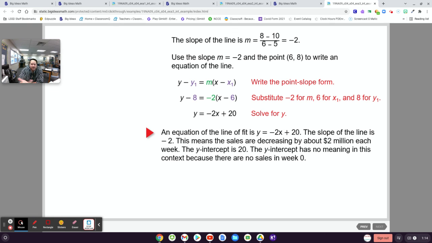All right, that's it. So there's scatter plots and line of fit. If you have any questions, feel free to ask me during class, and I will see you as you're working on these problems.